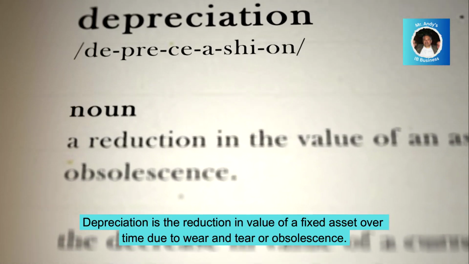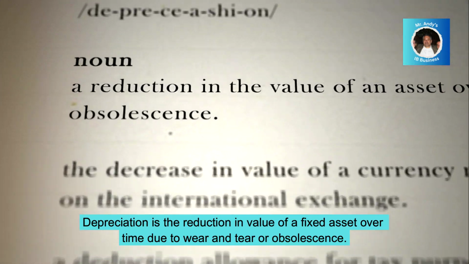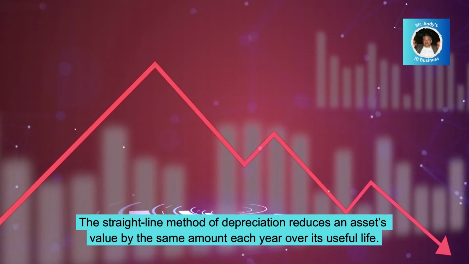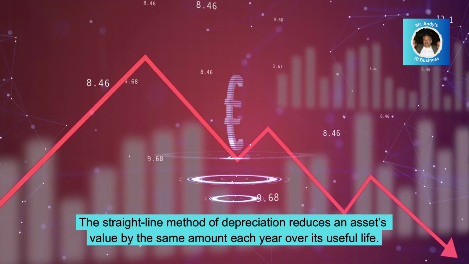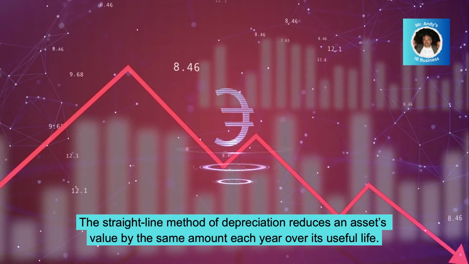Depreciation is the reduction in value of a fixed asset over time due to wear and tear or obsolescence. Which depreciation method reduces the asset's value by the same amount each year? The straight-line method of depreciation reduces an asset's value by the same amount each year over its useful life.